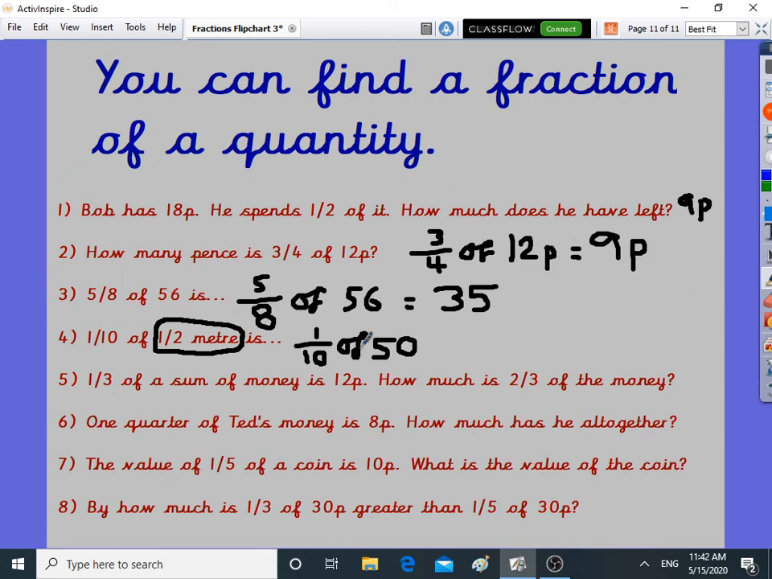1/10 of 50 centimetres. Divide by the bottom, times by the top if you need to. 50 divided by 10, so 10 and 20, 30 and 40, 50 is 5. Times by the top, which is 1, is still 5. So it's 5 centimetres.